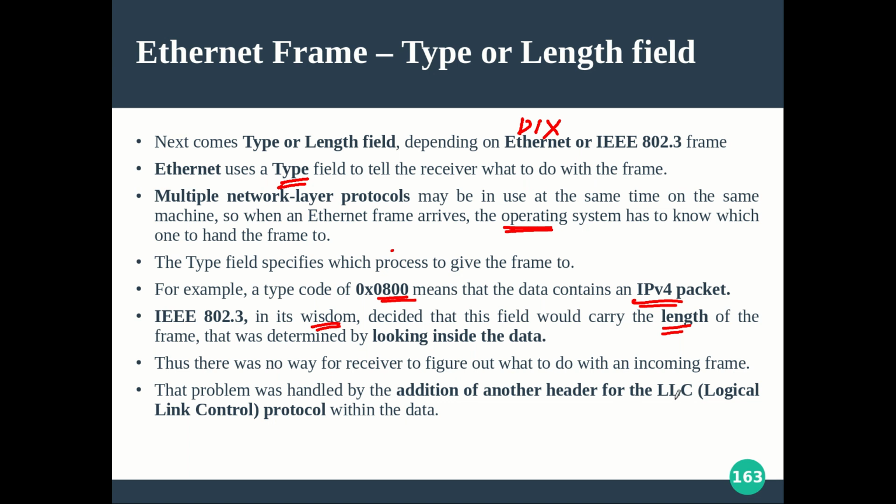next layer. Actually, the data link layer is divided into the media access control sublayer, and that is what we are studying. And above this media access control sublayer we have the logical link control. So we can depend on the logical link control sublayer, which is above the media access control sublayer, for informing the receiver about the type of the data. So that problem is handled by the addition of another header for the logical link control.